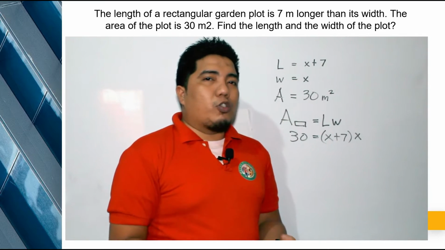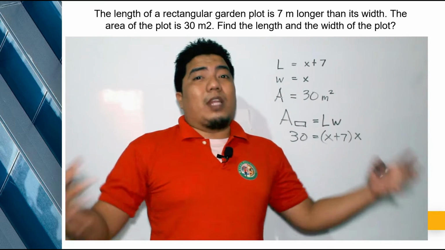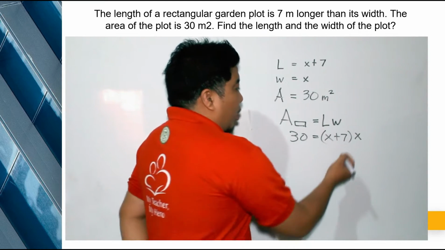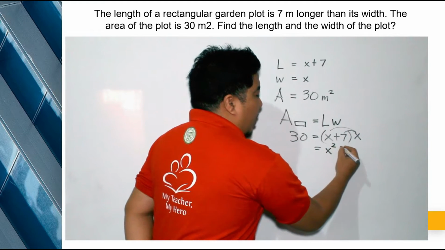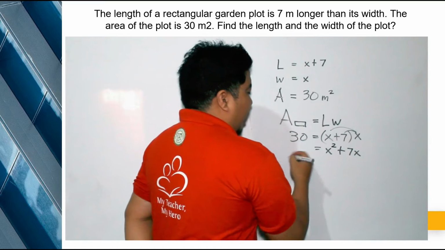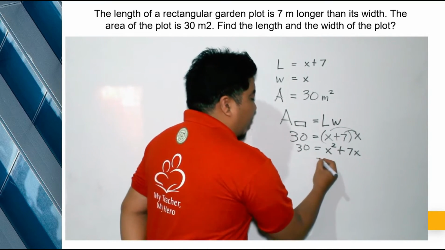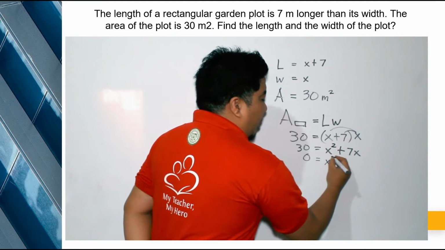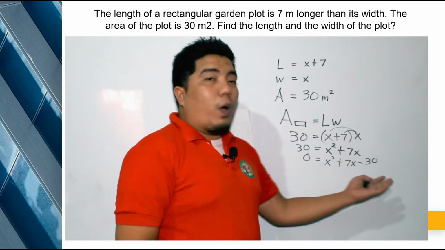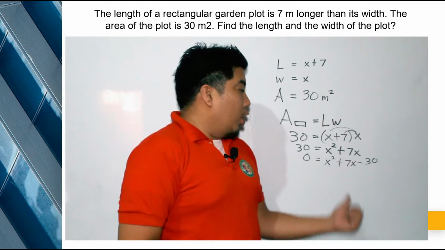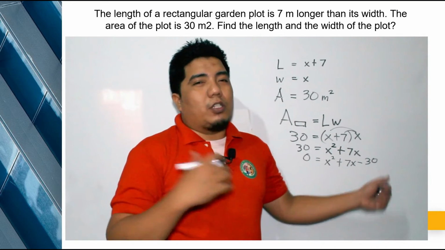Okay, now let us try to solve. In solving this one, the very basic thing to do is to transform it into standard form. So you will multiply this one, distribute it, and that is x squared plus 7x. Then you copy 30 here. Now, we transform it to our standard form. That will become 0 equals x squared plus 7x minus 30. Why? Because we transpose our 30. So, we have our quadratic term, our linear term, and our constant term.